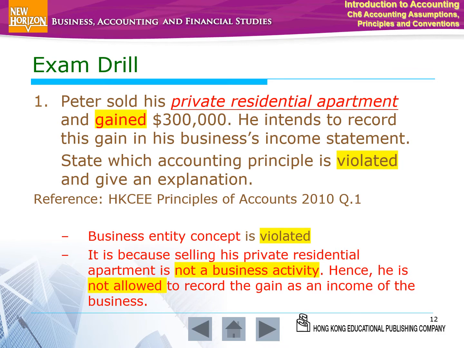We should state the definition of the business entity concept. Selling a private residential apartment is not a business entity matter. That means this gain was Peter's gain instead of the business's gain, because the private residential apartment does not belong to the business, but only belongs to Peter. The answer is hence he is not allowed to record the gain as income of the business. This shows that they are separate entities.